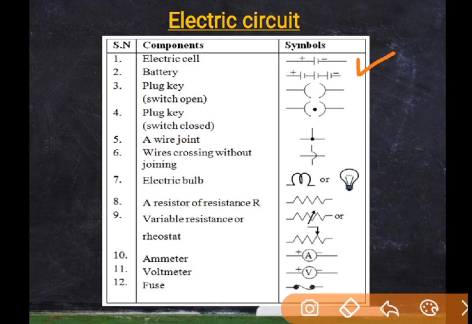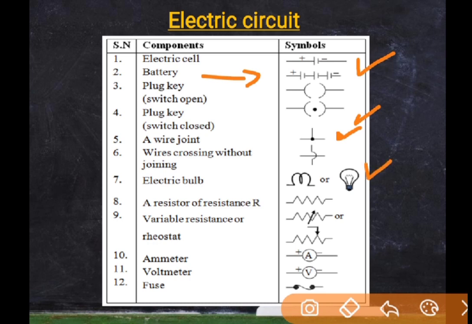Then the battery. What is a battery? A battery is a combination of cells. When the cells are connected in series one after the other, it is known as a battery, right? Then we have a plug. Now this is switch off, and this is switch on. Then this is a wire joint, and this is where two wires cross without joining.